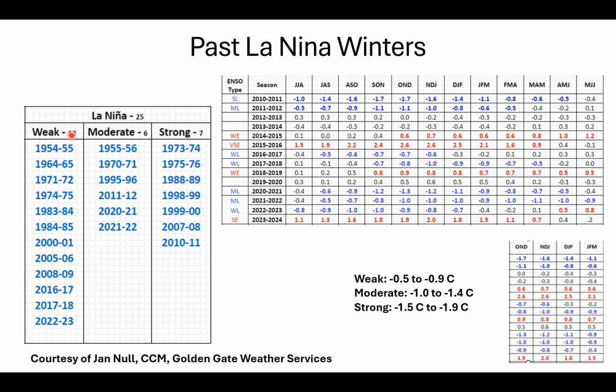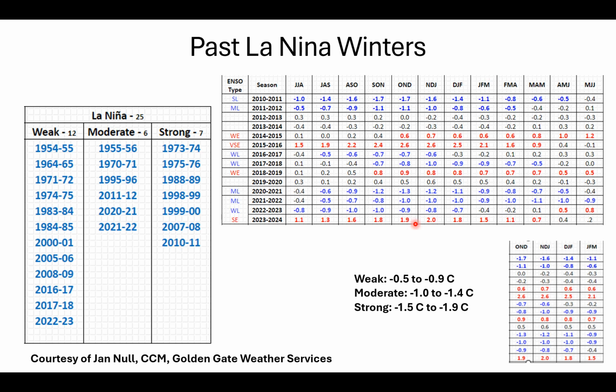Overall, if we go back to the 1950s on the graphic here on the left, you can clearly see that of the 25 La Ninas, we had 12 weak ones. We had 6 moderate La Ninas, and we had 7 strong La Ninas. So if you look at the weak as compared to the moderate, we have about a 2-to-1 ratio, 12 weak to 6 moderate. And then the ratio is a little bit greater when we talk about weak La Ninas at 12 and strong La Ninas at 7. But these are the various winters in which these various La Ninas occurred.